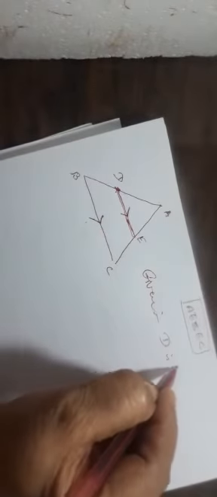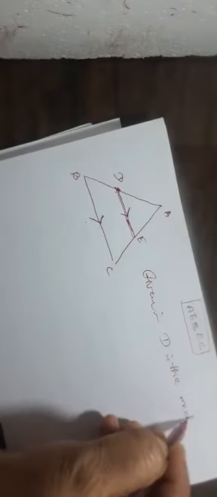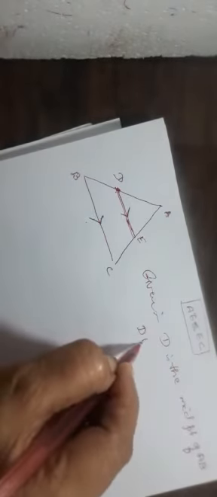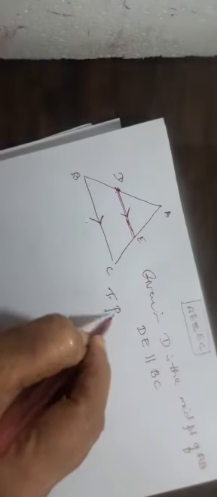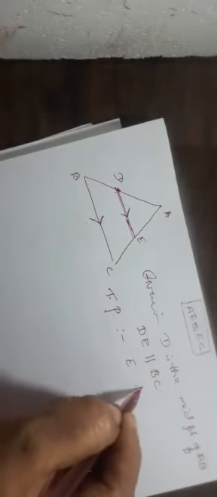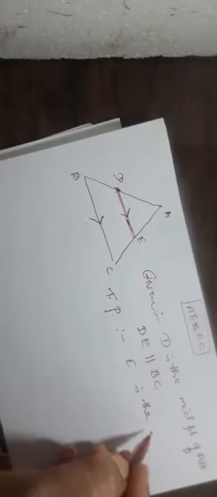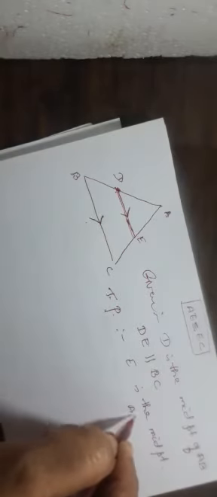Okay, see now what they have given here. What is given in this problem is that D is the midpoint of AB. And DE is parallel to BC is also given to us. And what are we going to prove in this? We are going to prove that E is the midpoint of AC, because bisects means AE should be equal to EC. So E is the midpoint. We have to prove that AE is equal to EC.